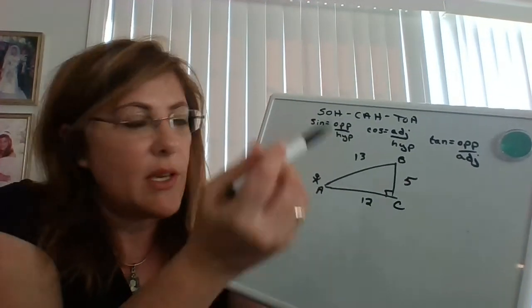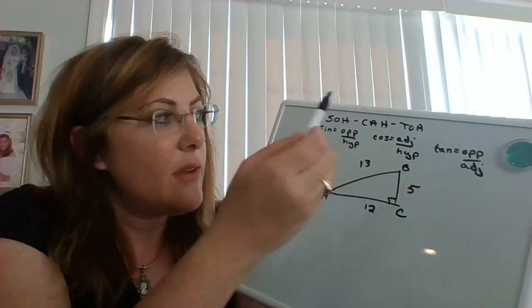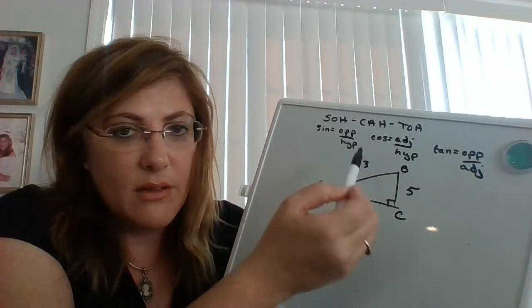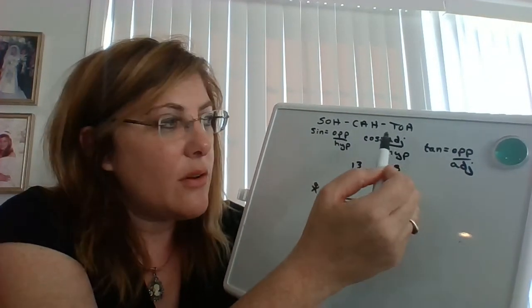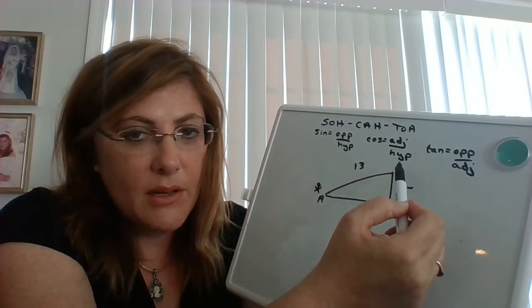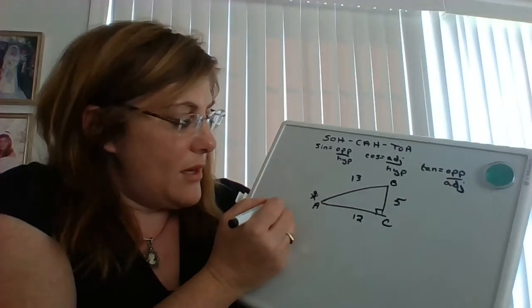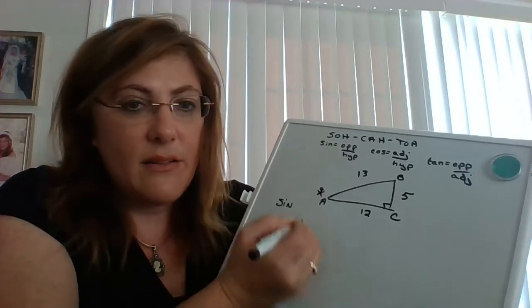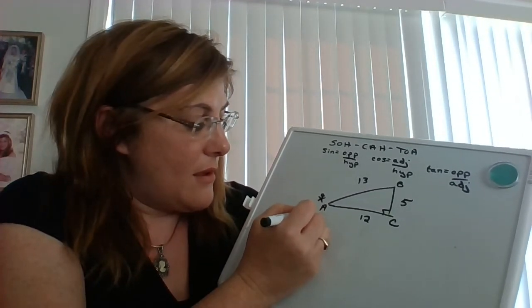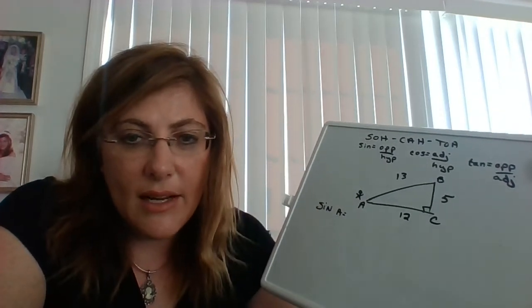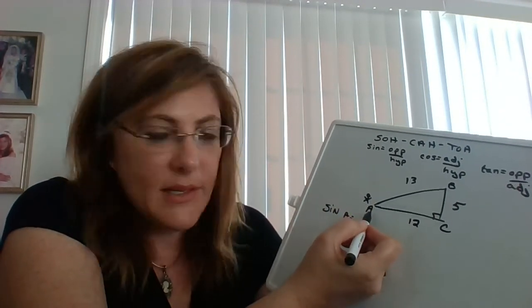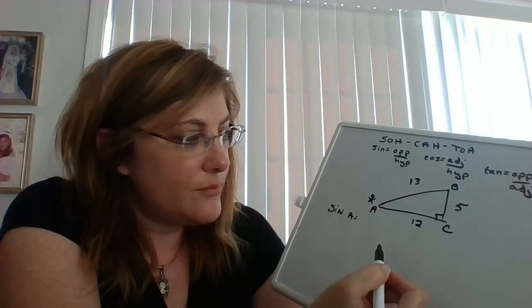So here, once again, remember SOHCAHTOA. Sine is opposite side divided by hypotenuse. Cosine is adjacent divided by hypotenuse. Tangent is opposite over adjacent. So if I asked you for the sine of A, to be able to figure that out, we draw our little person next to A.